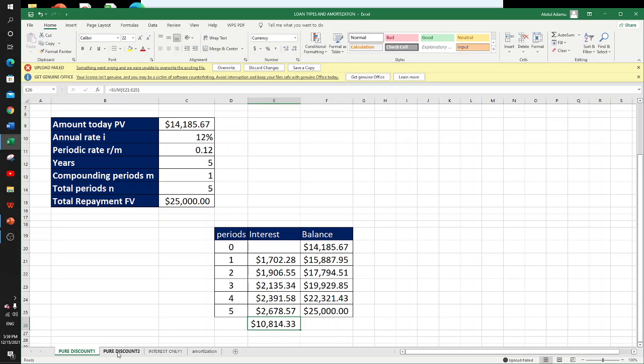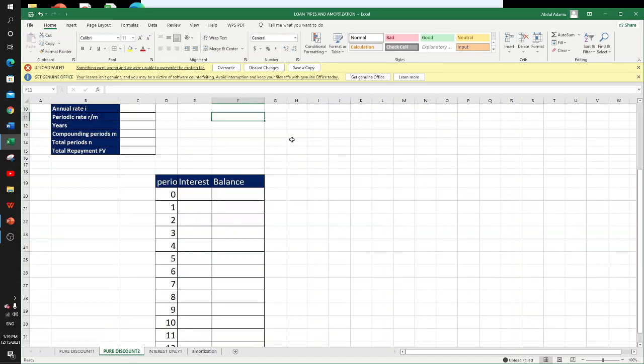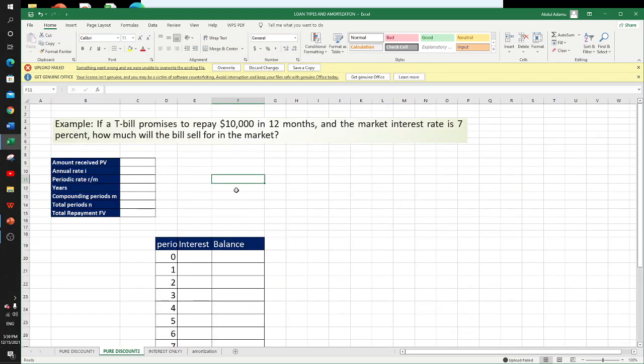I put a second example for the treasury bill here. Let's say a treasury bill promises to pay $10,000 in 12 months, and the market rate is 7%. How much will the bill sell for in the market, monthly over 12 months? First, the sell price is the present value. So the future value is $10,000. That is the future value.